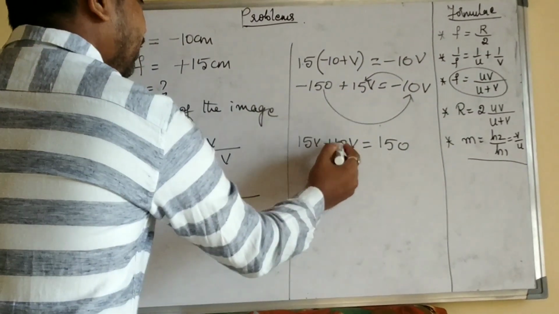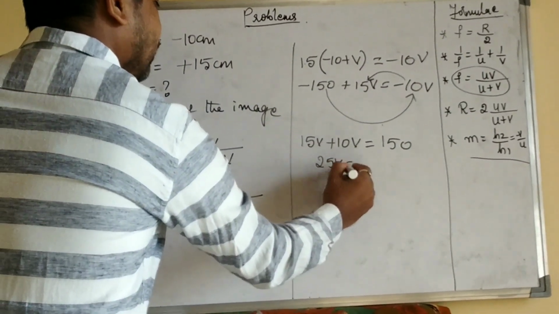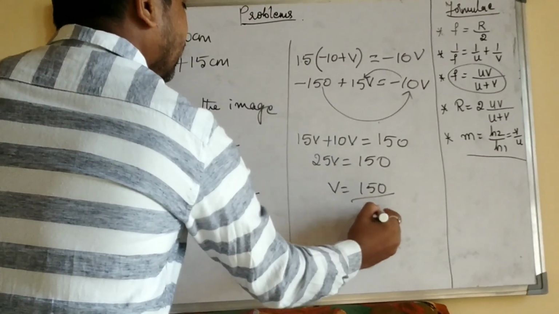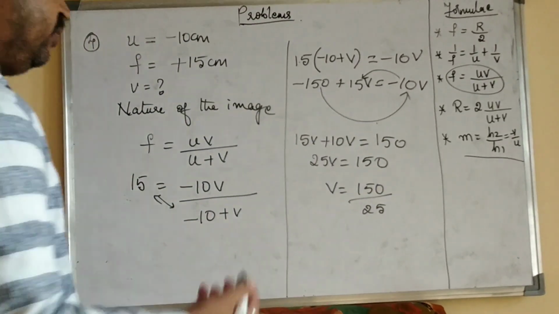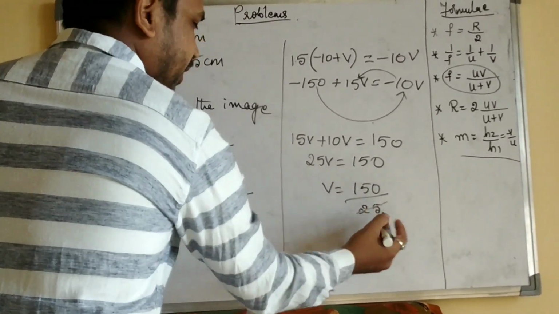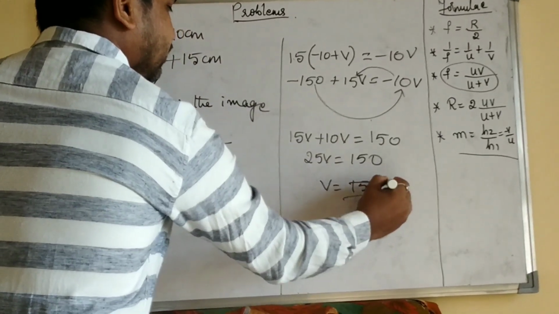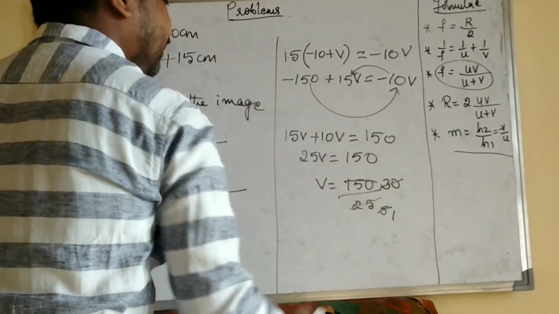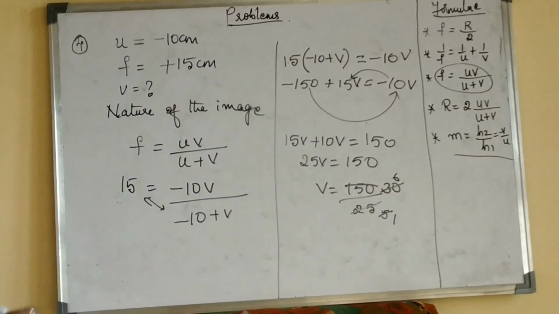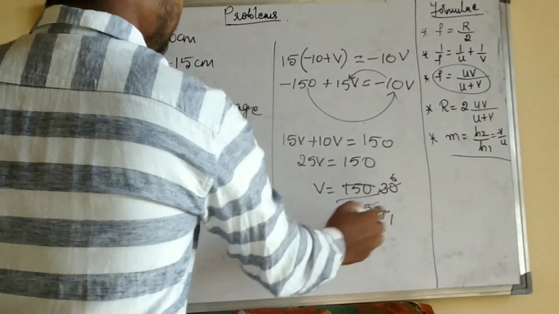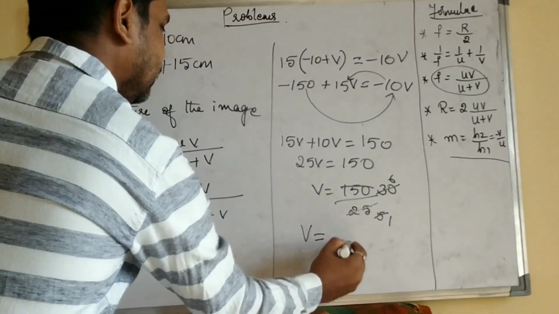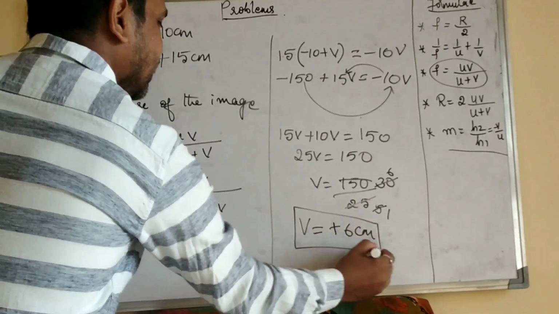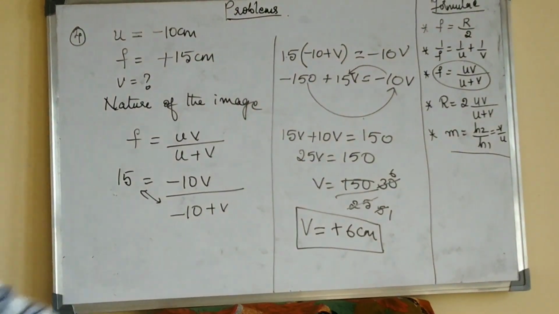Okay. Now, 15 plus 10 is what? 25v is equal to 150, or v is equal to 150 by 25. So you can even simplify in the 5s: 5 1s are 5, 5 6s are 30. So you are getting how much? v is equal to plus 6 centimeter. So this is the image distance.